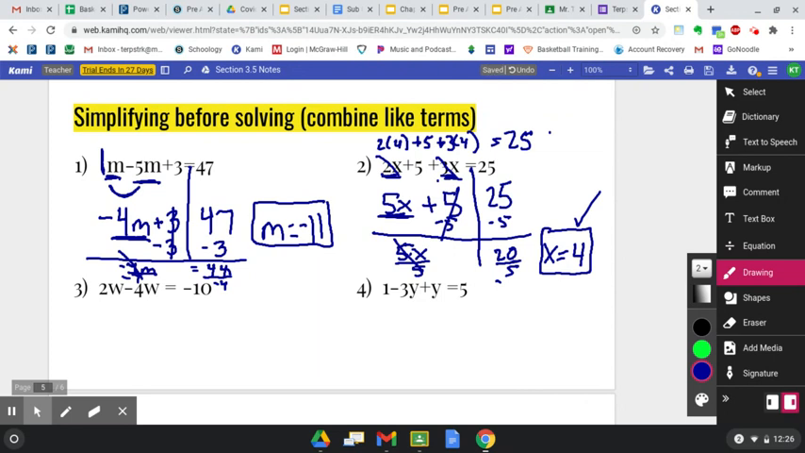All right. Take a minute and solve number 3 and 4, right? Remember, you got to combine like terms first and then solve. So pause here and I'll see you back in a minute. All right. So looking at number 3, notice there's only 2 terms over here. So we have 2w and negative 4w. Right? So those are like terms. If we combine them together, 2 minus 4 should be negative 2.